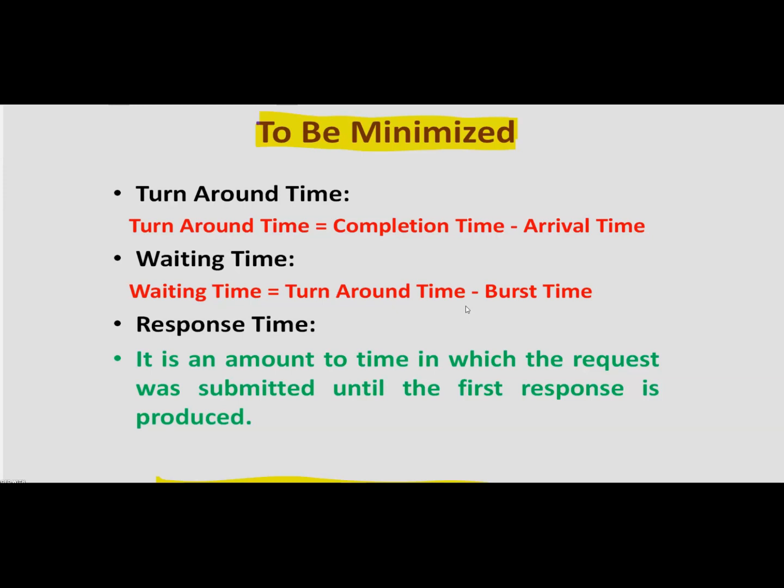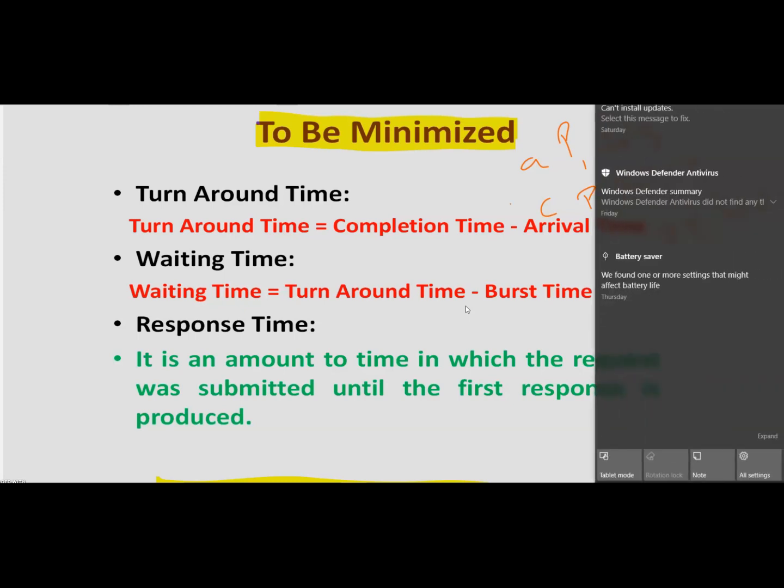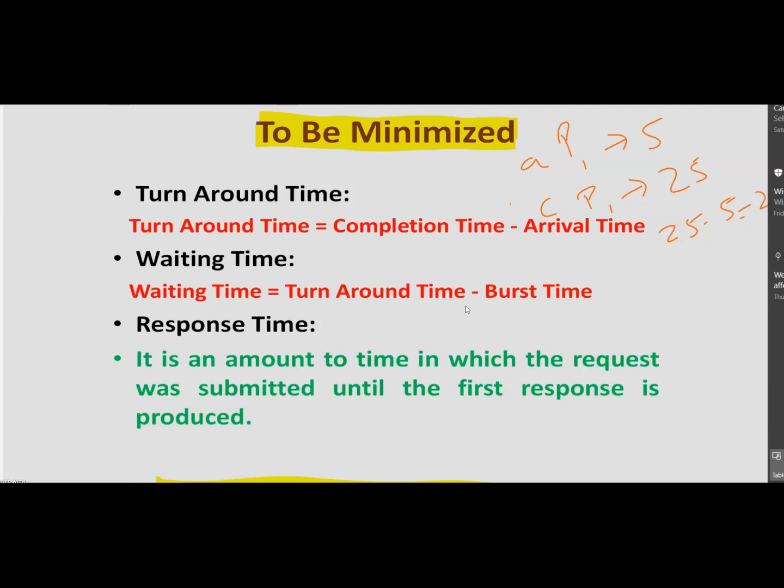Turnaround time is basically the time interval between the submission of the process and its completion. Suppose the P1 process arrives at 5 milliseconds, and suppose it completes at 25. How are we going to calculate the turnaround time? Here it arrives and here it completes, so the turnaround time will be calculated as 25 minus 5, which is equal to 20. This is how we calculate the turnaround time.